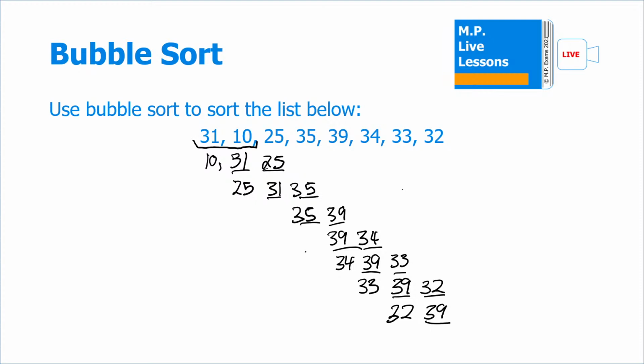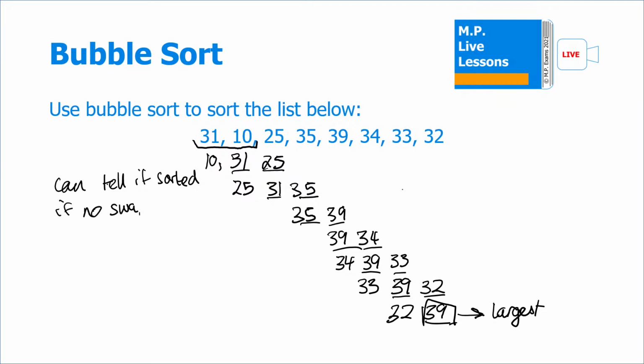Now you can see that the largest number in our list has reached the end. And we basically repeat the whole process until all the numbers in the list are sorted. And we can tell the list is sorted if no swaps are made. That means all the pairs of numbers that we checked are already in the correct order and it's sorted.